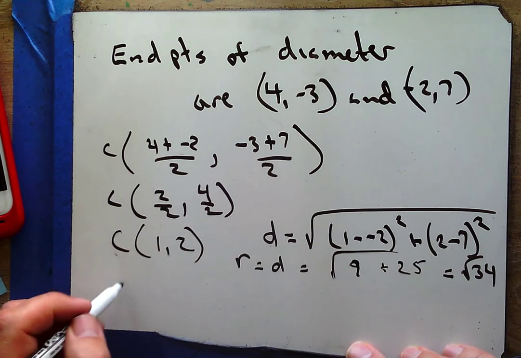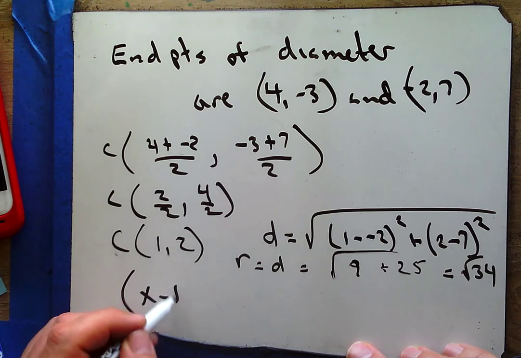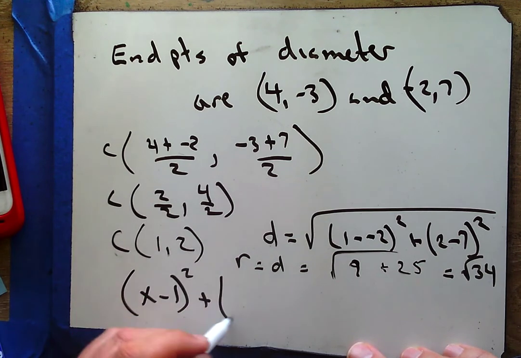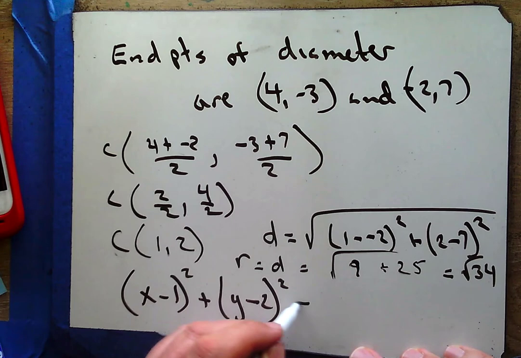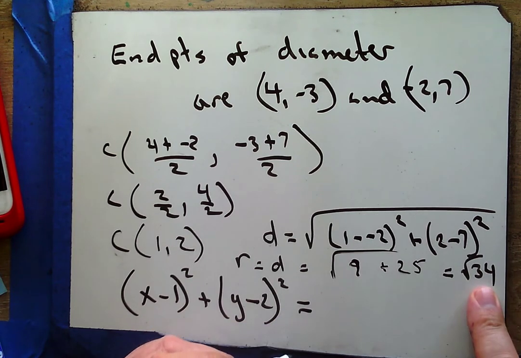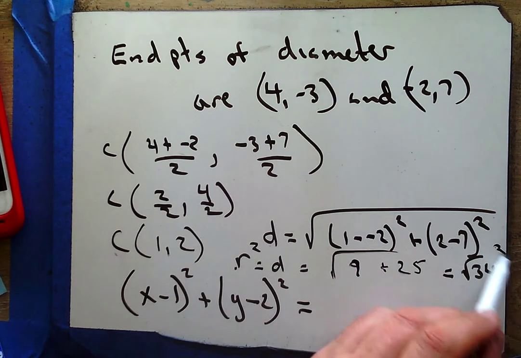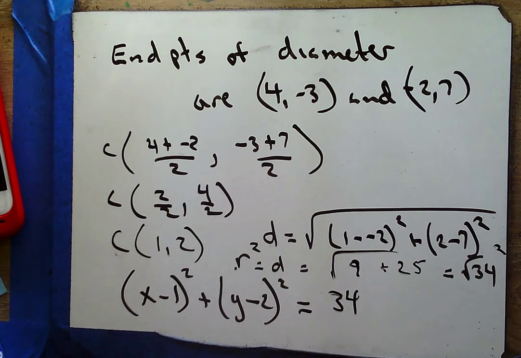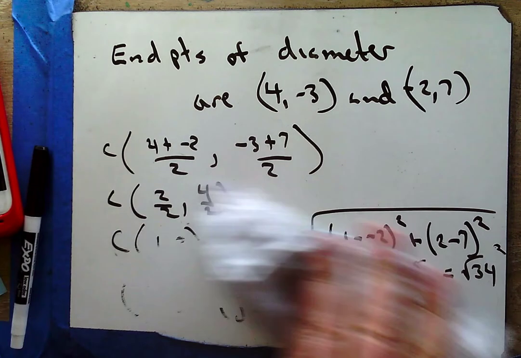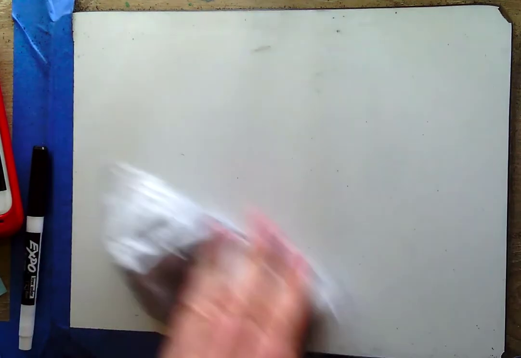Okay, so then the equation of the circle: (x - 1)² + (y - 2)² equals not this, because this is the radius. We want radius squared, which means we have to square that, so we get 34. All right, well, I hope that's what you got. That will serve you in good practice for the next assessment we have, which I believe is a quiz for this unit.